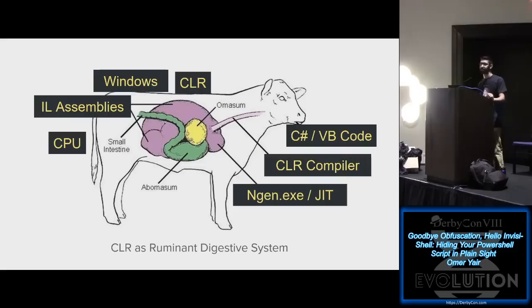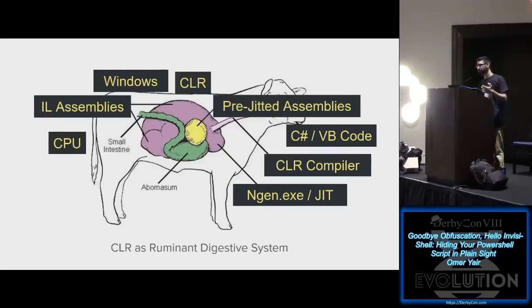And it might sound like it takes a lot of resources, so you can pre-compile those assemblies using NGEN. So NGEN creates pre-JITed assemblies, and those assemblies contain both the IL code and the assembly code that can be run. And this is an important thing that you need to remember, because I will mention it later. And once you have those assemblies, you can feed them to the last stomach, the CLR hosting, that knows how to run those assemblies and feed them to the CPU.